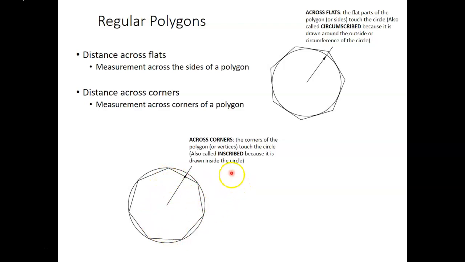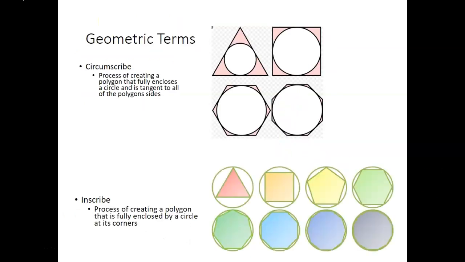So you need to know the terms for a regular polygon. If it's drawn inside the circle, it's called inscribed, and it's measured across corners because you're going to see these two phrases. If it's drawn outside the circle, it's going to be called circumscribed, and it's going to be measured across the flats, the flat part. Okay? So those are some terms you really need to know. So let's go look at some more here.